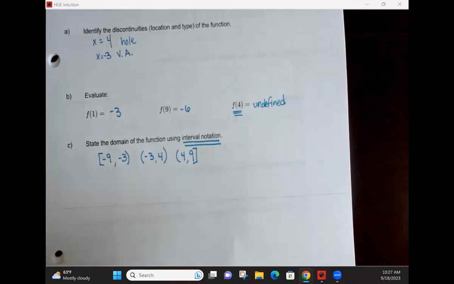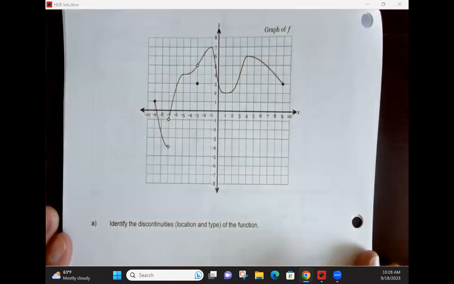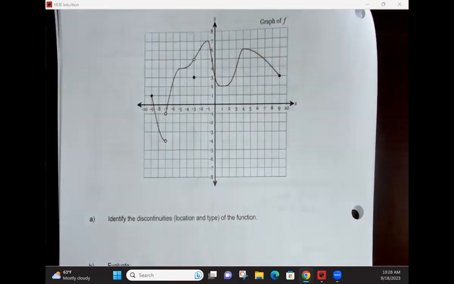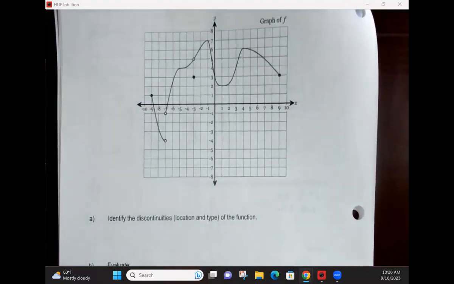Try example 6 on the next page. We were doing all of example 6. Be careful when you give your domain for example 6.